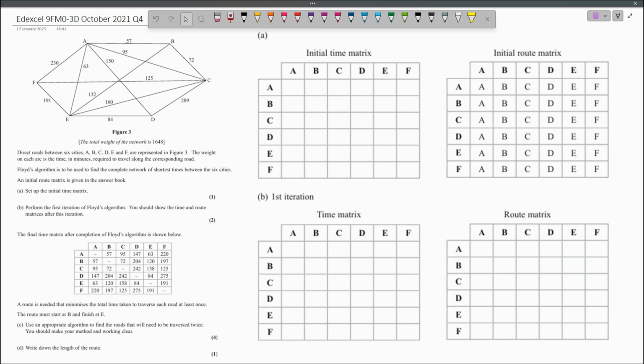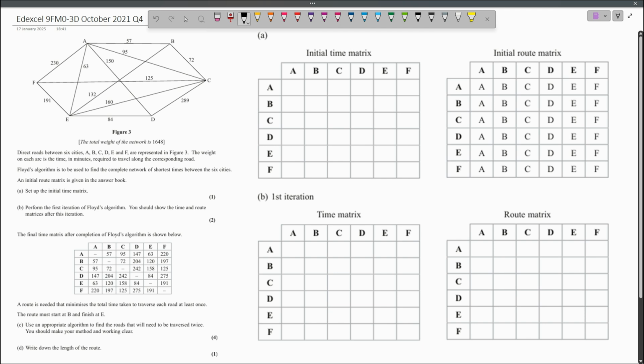This time we're tackling question 4 of the October 2021 Decision Maths paper by Edexcel. And we've got a network. And we're told that we've got direct roads between 6 cities represented in this network. And we're asked to perform Floyd's algorithm to find the complete network of shortest times between the 6 cities. An initial route matrix is provided, but we're asked to set up the initial time matrix.